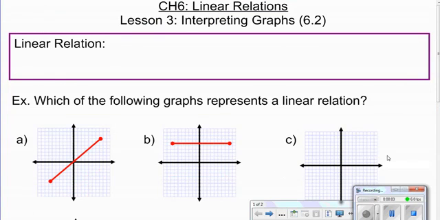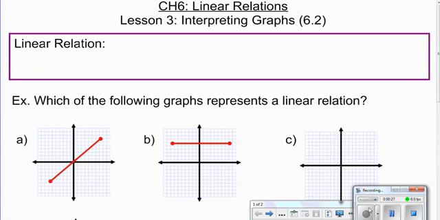Okay, we are into our third video, or our third lesson for Chapter 6, Linear Relations. And so we're going to start looking into, well, what is a linear relation? And how do graphs show linear relations? So we have 3 goals for this lesson.